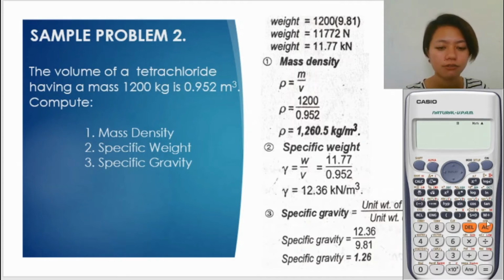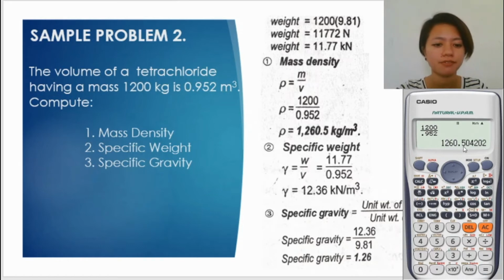So, let's proceed with mass density. Our formula for mass density is mass over volume. We are given the mass and the volume, so it's direct substitution. 1,200 all over 0.952, so we have 1,260.50 kilograms per meter cube as density. It's easy because the formulas are short. You just need to identify which is the weight, the mass, and the volume.